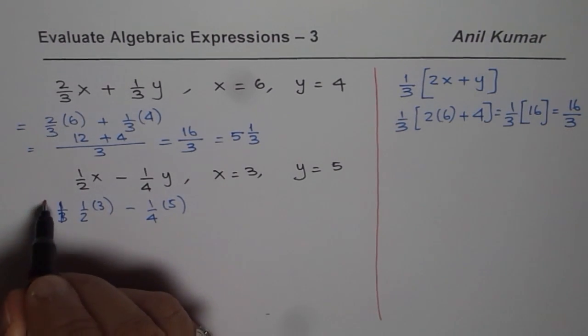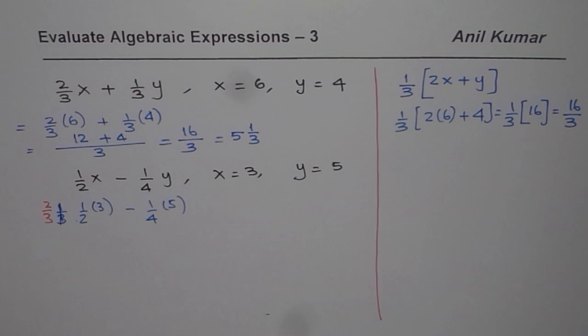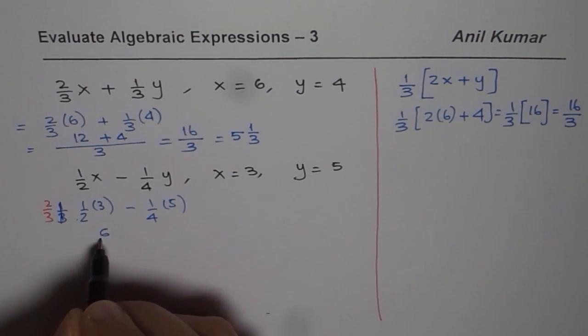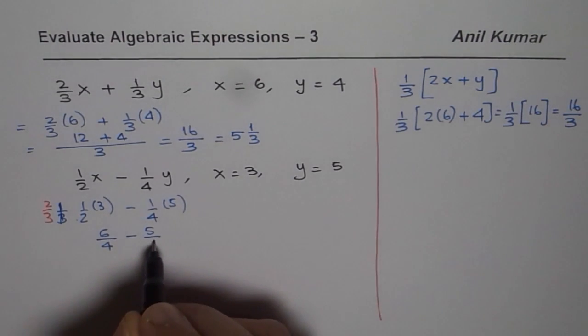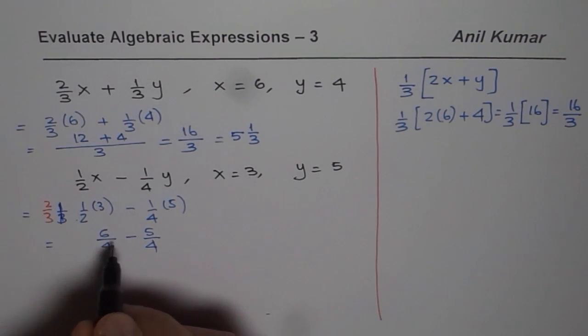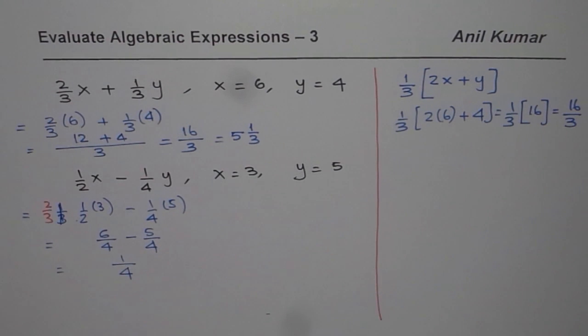So I'll do 2 over 2, multiplying both numerator and denominator by 2. So we get 2 times 3 is 6, so we get 6 over 4 minus 5 over 4. And that gives us 6 minus 5 is 1. So we get 1 over 4 as our answer. That is how you can work with algebraic expressions when we have fractions involved.